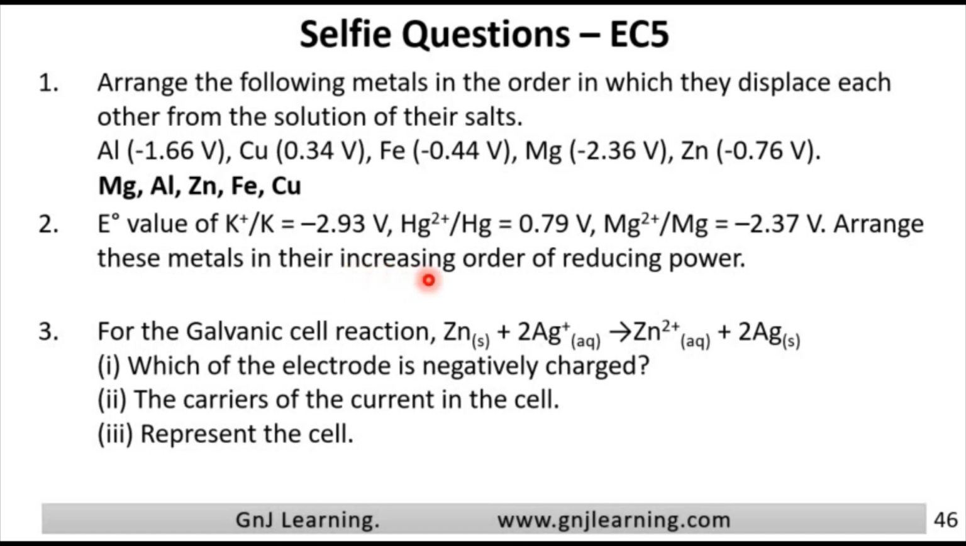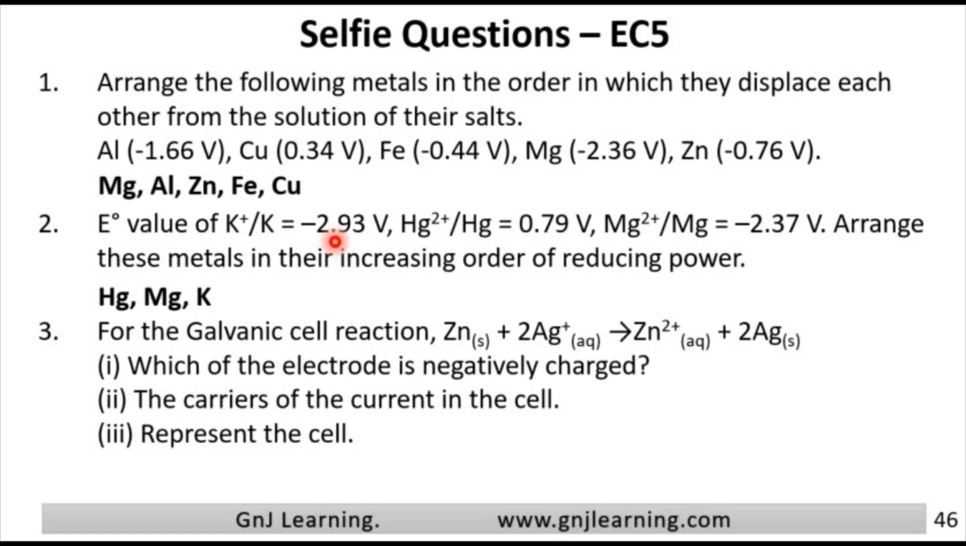They have asked for increasing order. So the first one in the list must have the highest E0 value. In this list, it is mercury with 0.71 volt that will have the least reducing power. Then the E0 value is minus 2.37 volt for magnesium. So magnesium will have the next reducing power, and finally the metal with the highest reducing power is potassium, that is minus 2.93 volt.